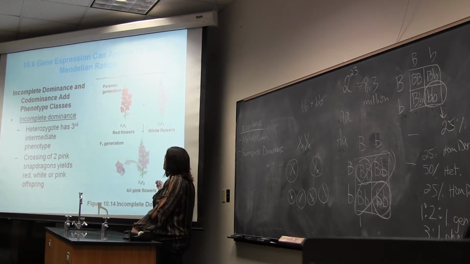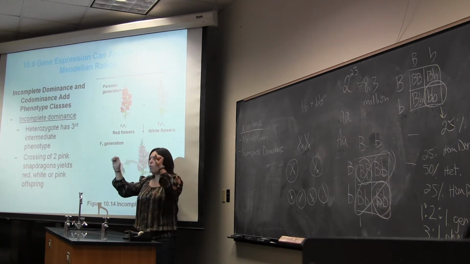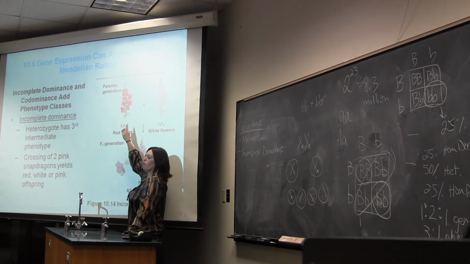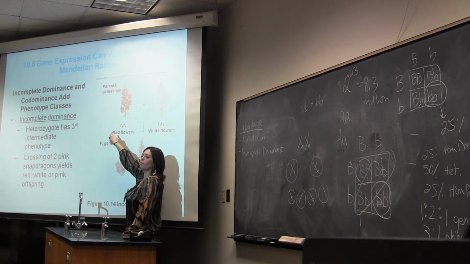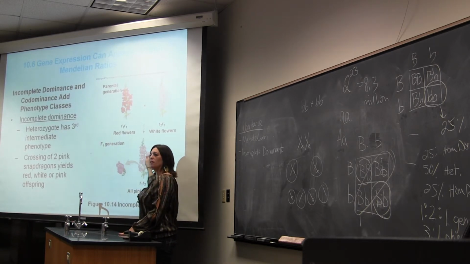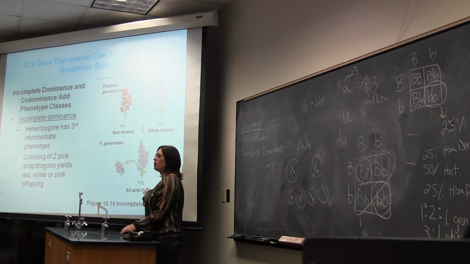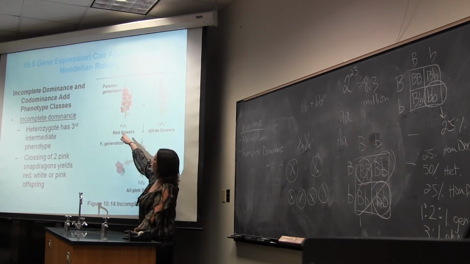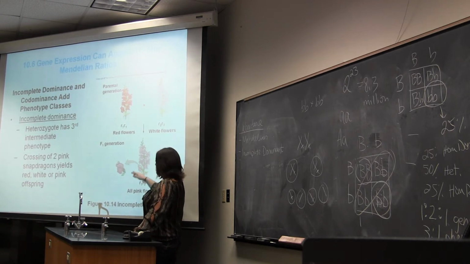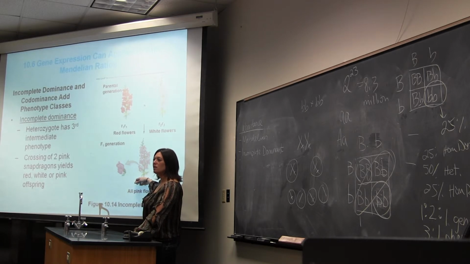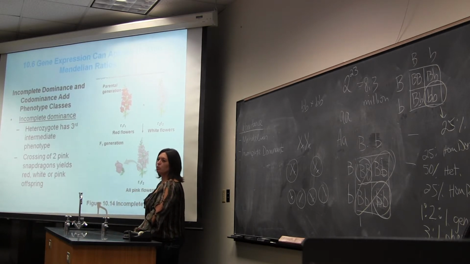So incomplete dominance just says that not one allele is dominant over the other. Red is not overpowering white, and white is not overpowering red. They're working together to make this intermediate phenotype. Another way to say it is heterozygotes, which this one is, with one copy of the red and one copy of the white, are going to be halfway in between the parents when incomplete dominance is present.